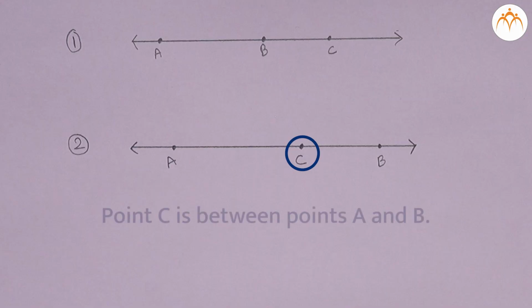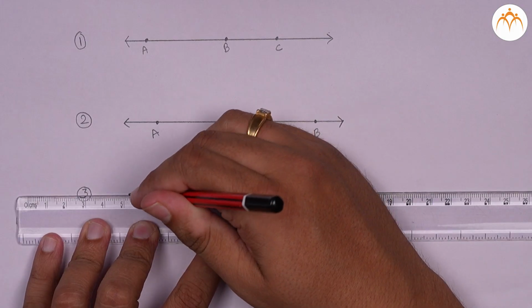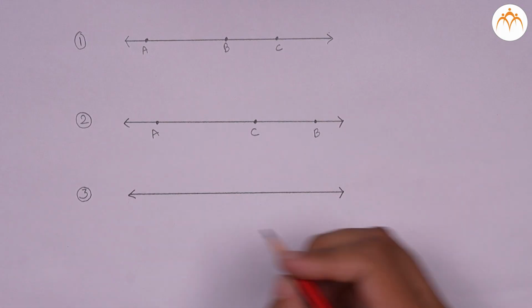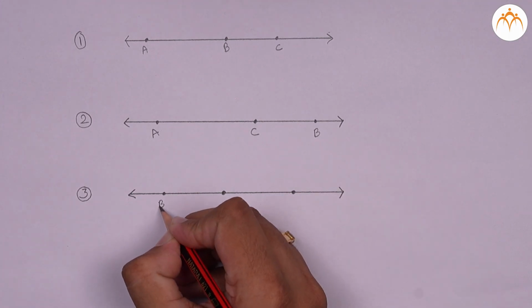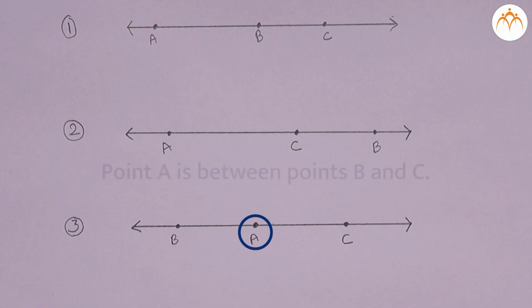Yes. Dhananjay, you tell me. Here, the point C is between points A and B. Correct. Now let's go for the third one. Okay. Now Parth, you tell me. Here, point A is between points B and C.